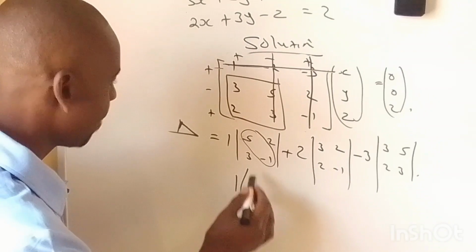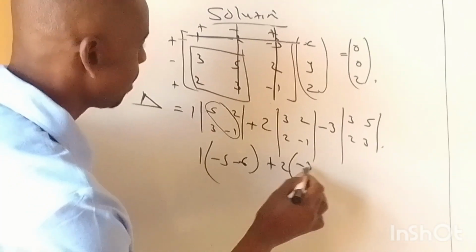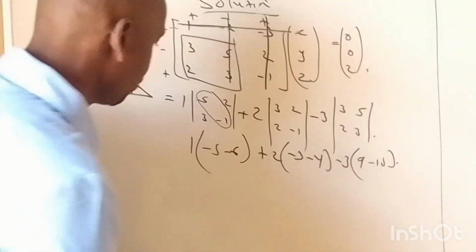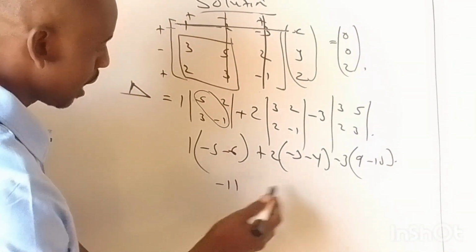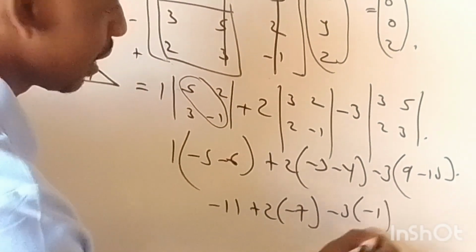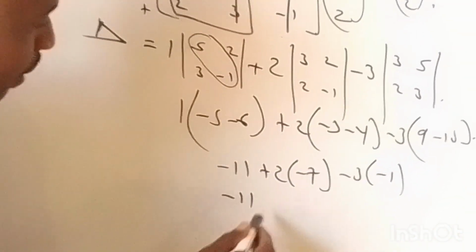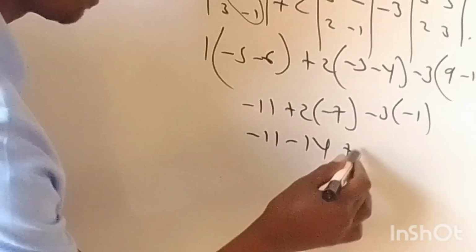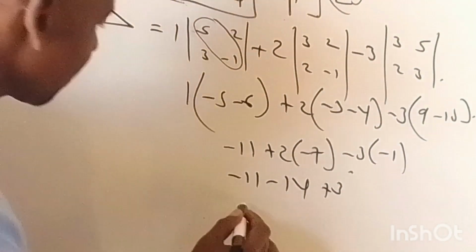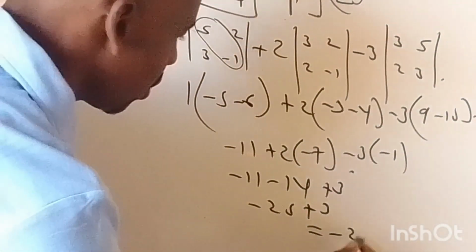So that means we have negative 5 minus 6 plus 2. This is minus 3 minus 4 minus 3. That is 9 minus 10. So what do we get? This is negative 11. That is plus 2 multiplied by negative 7, you can see in the bracket. Then minus 3 multiplied by negative 1, since 9 minus negative 10 is negative 1. So what do you have? Negative 11 minus 14 plus 3. So negative 11, negative 14, we get negative 25 plus 3, and we get the determinant of this matrix, negative 22.